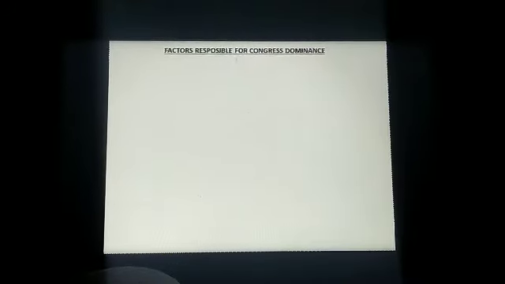Hi everyone, today we'll try to wind up this chapter 3, Era of One Party Dominance. So today our topic will be the reasons or factors responsible for the Congress dominance over the political scenario of India. So let's try to look into the different points of factors responsible for Congress dominance.